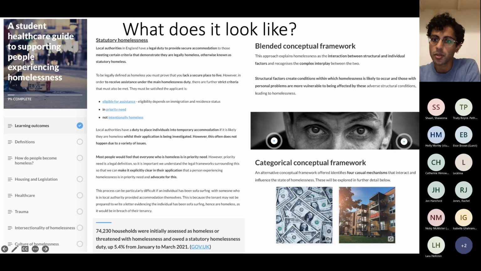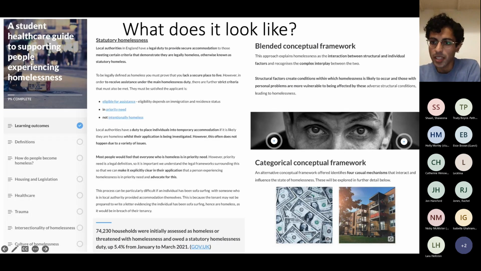And then the blended conceptual framework and categorical framework was explaining how people actually become homeless, demonstrating that it can happen to anybody. It was something I found quite difficult to understand initially without doing this reading, so it's important for me to include it. And as you can see, they were interactive as well. You can click on these and find out more information about the structural factors and the personal factors.